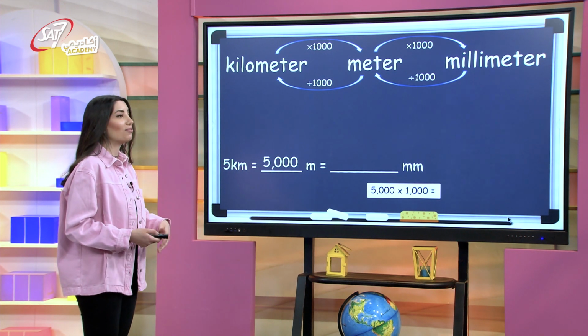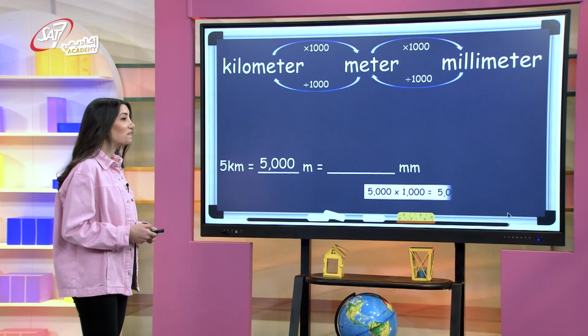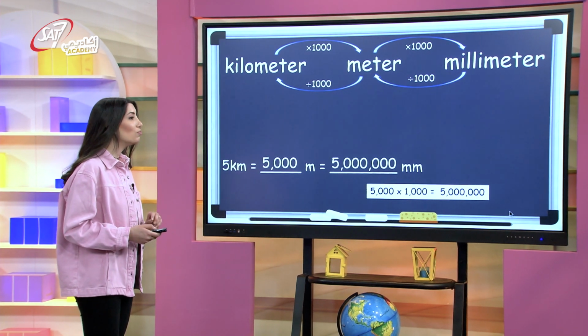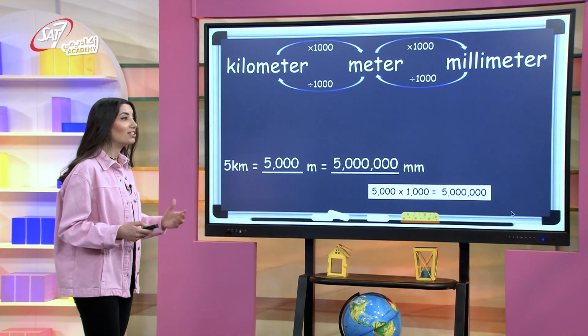Ignore all the zeros. 5 times 1 equals 5. Simple. Then add all those zeros. We have 6 zeros in total. So our number is 5 million millimeters. That's why we don't use millimeters to measure long distances. The numbers would be huge.